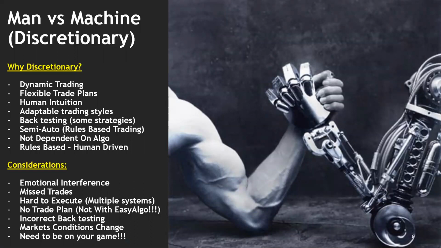Why would somebody want to be a discretionary trader? Discretionary trading is flexible. You have human intuition. You can do manual back testing, semi-automated rules-based trading. You're not dependent on a computer. It's rules-based, so you're driving it based off your rules. These are things that a lot of discretionary traders like to have in their control.